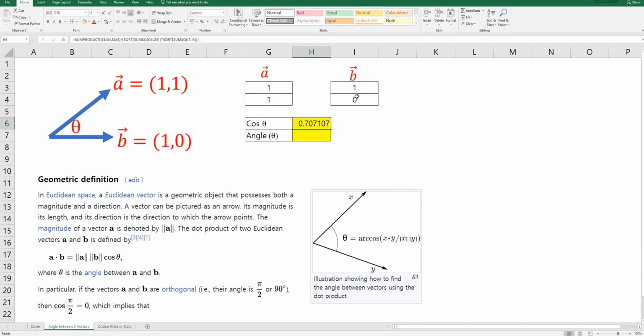Right, this is the result of A inner product B divided by magnitude of vector A times magnitude of vector B. Then the angle can be calculated by degrees of arc cosine of this value. All right, so let's try to understand what it means in statistics.